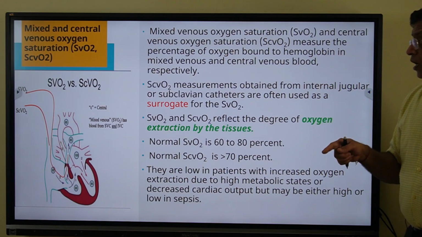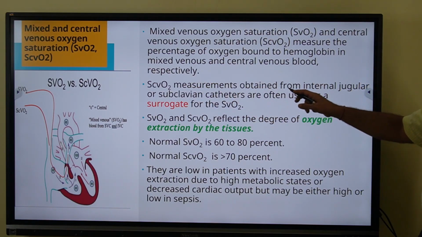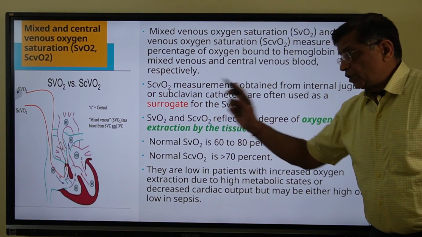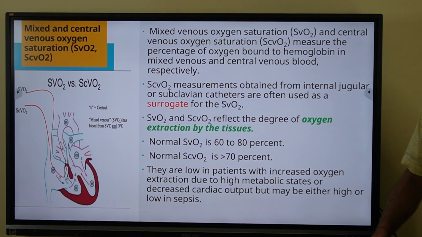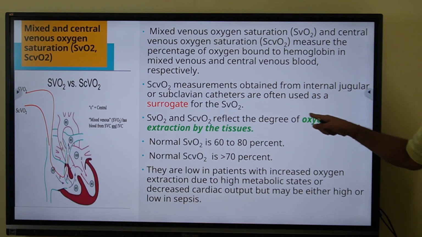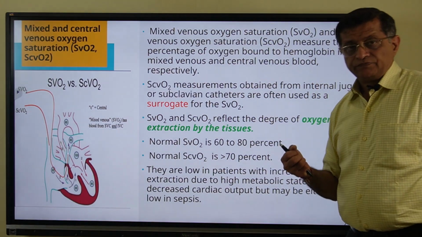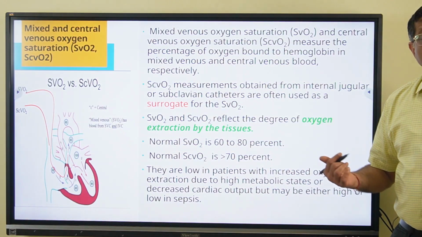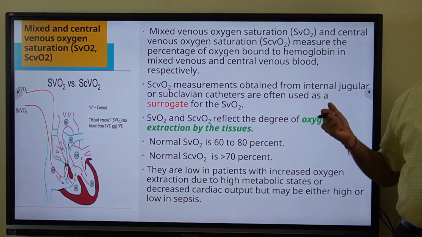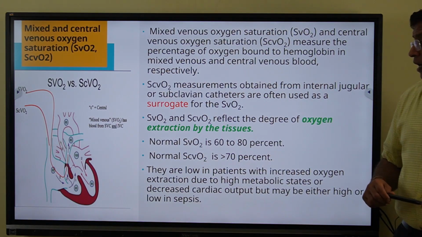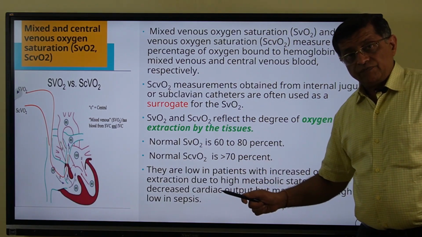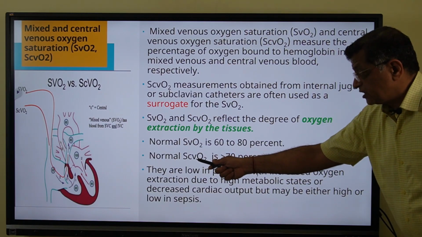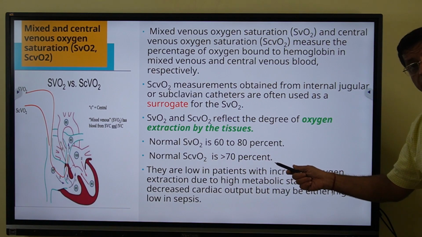This is a venous sample, and ScvO2 measurements obtained from the internal jugular or subclavian catheters are often used as a surrogate for SvO2. What does this show? SvO2 and ScvO2 reflect the degree of oxygen extraction by the tissues. So if the tissues are severely hypoxic, then they will extract more and more oxygen from the blood, and the SvO2 will be lower. Normal SvO2 is 60 to 80%, while normal ScvO2 is more than 70%.